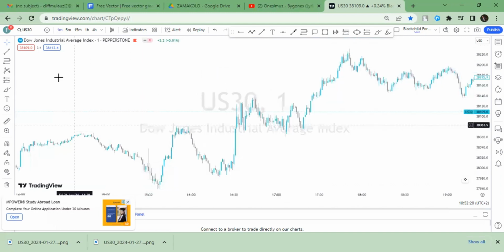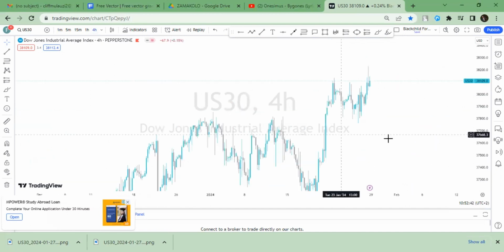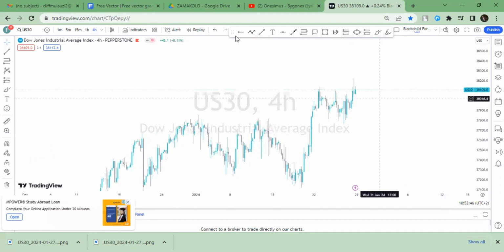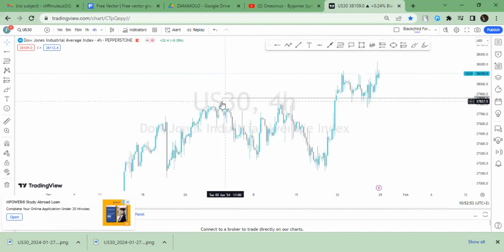First things first, we're going to go on a bigger time frame, which is 4 hour. On the 4 hour time frame, I'm going to mark key levels. The reason for coming on a bigger time frame is to see the direction of the market. This is my first key level, the previous highest high at this particular time, so I'll just mark it.